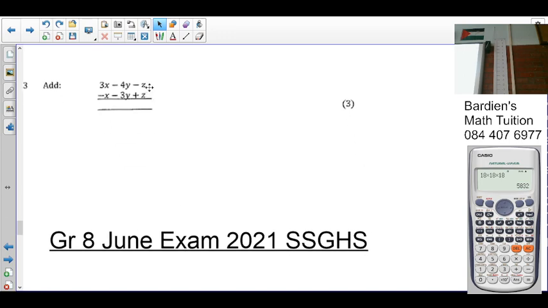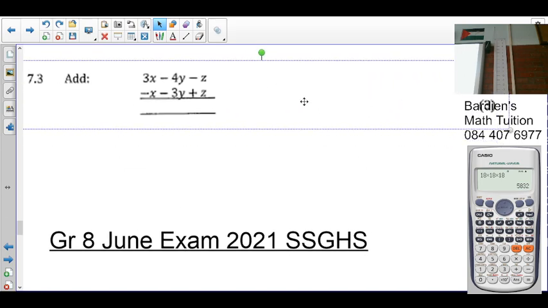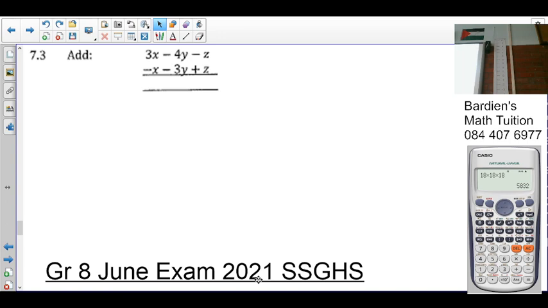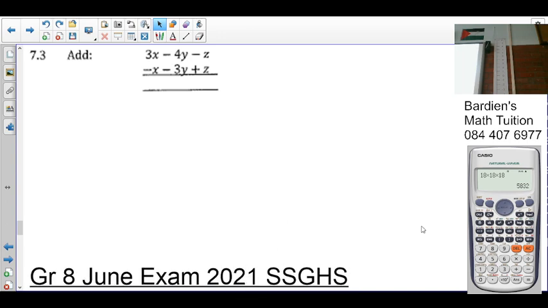Add is also known as what? Vertical addition, yes, nice. Some of you are taking note. So 3x minus x is 2x. Minus 4y minus 3y is negative 7y. Minus z plus z, gone. So it's 2x minus 7y. Okay.